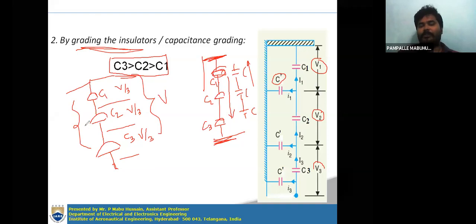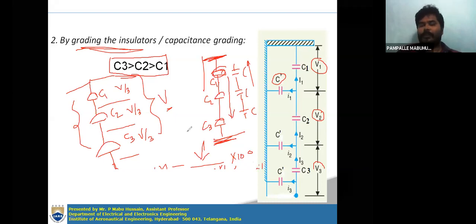So when there is a uniform voltage distribution, what may happen? You know that string efficiency is the voltage across the total string, which is V, divided by the product of the number of discs, here 3, and the voltage across the disc nearest the conductor, V3. So V3 is V by 3 here. The 3 gets cancelled, and V and V get cancelled. If you take the percentage, you have 100, so you will get 100% string efficiency.